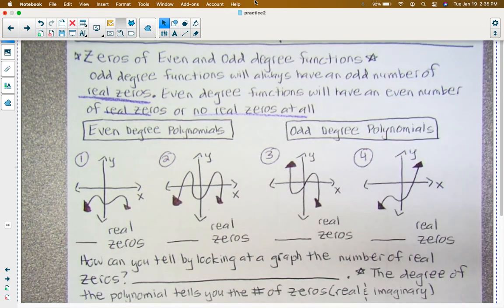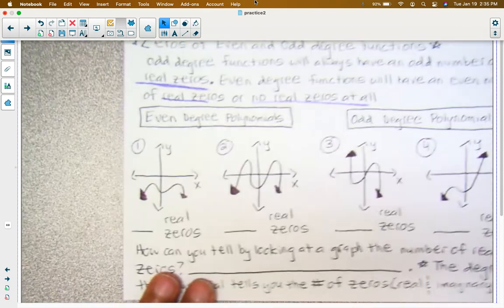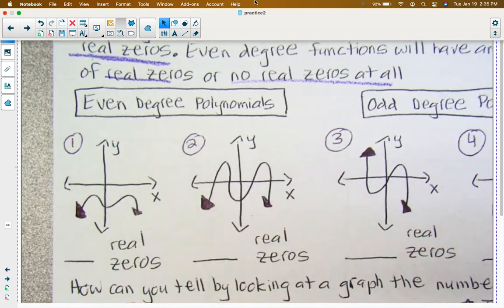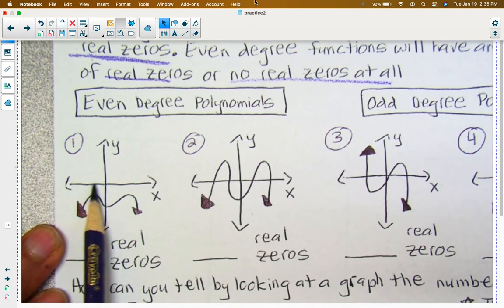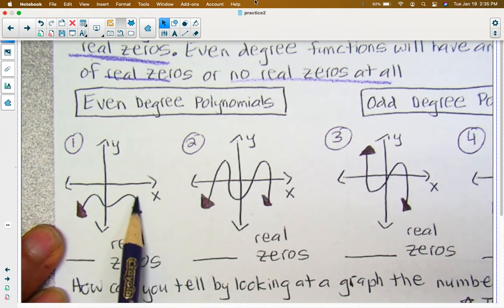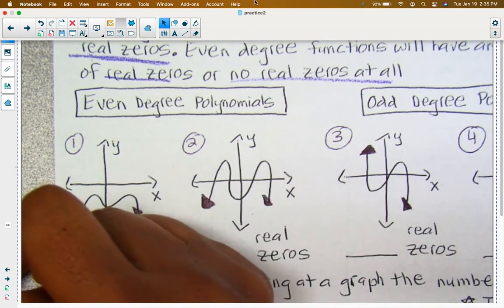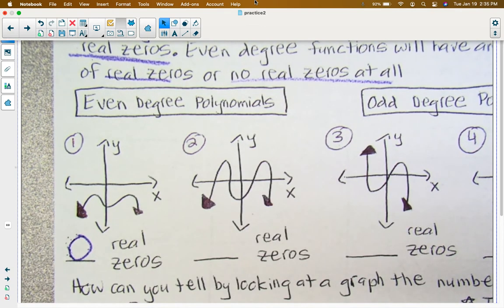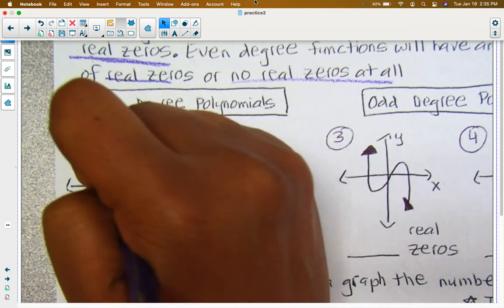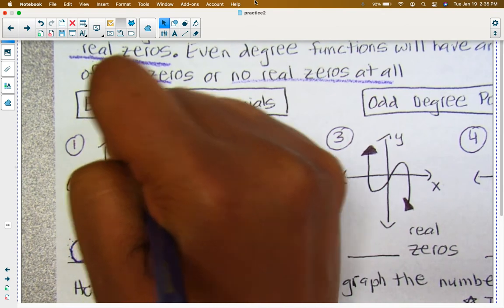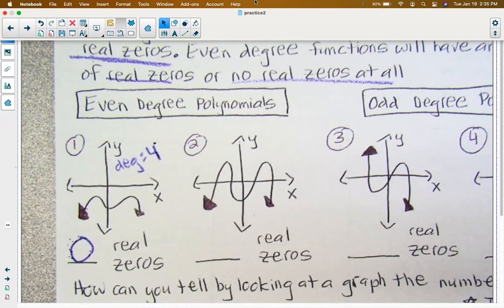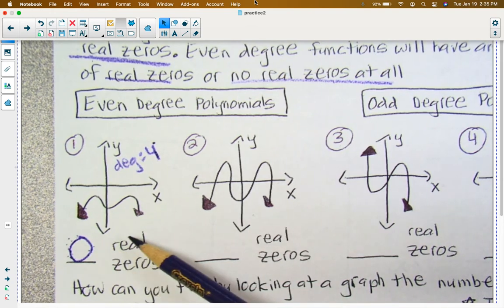Okay. So let's take a look at the even ones over here on this side. So I got this even degree polynomial. We're going to state how many real zeros there are. A real zero is where it crosses the x-axis. So here's my x-axis here. This function is not crossing the x-axis, so there are 0 real zeros. It doesn't cross at all. And to be specific, we can label what kind of degree this is. 1, 2, 3, 4. So this is a degree 4 polynomial, a quartic polynomial, and it does not cross the x-axis at all. So there are 0 real zeros.